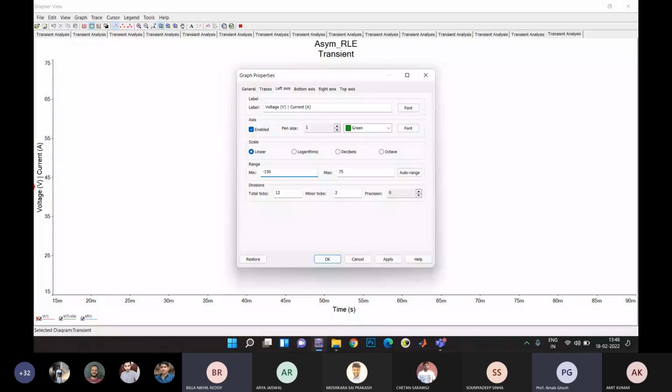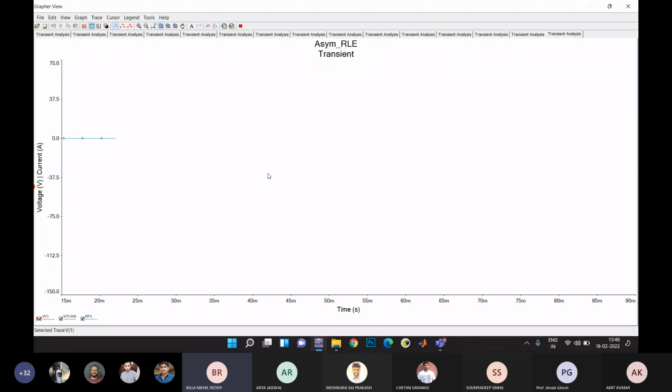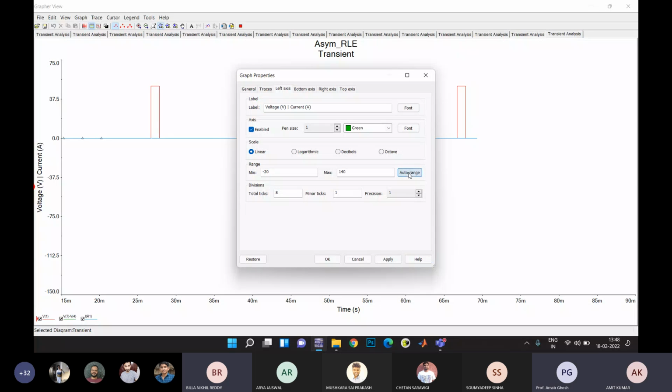The gate pulse. Close it. I am telling it again. Close it. Gate pulse is coming. Yes. Now what is your average voltage? Sir, not coming, sir. Make it auto scale. Okay, sir.